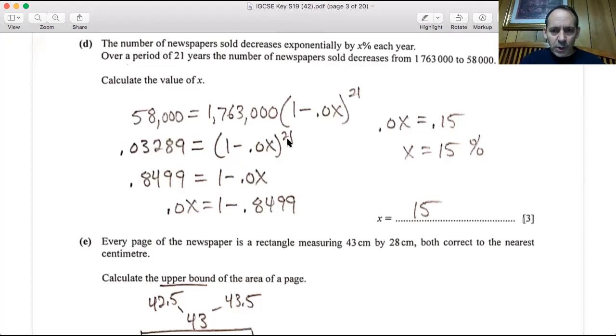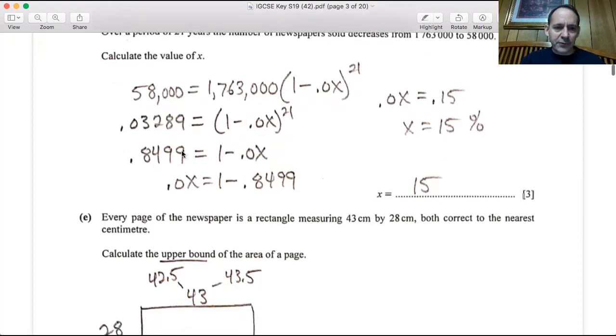Then we want to 21st root both sides to get rid of that 21 exponent. You can do it two different ways. You can either do a root with a 21 as your index number, or you can actually raise it to an exponent with 1 over 21 as your exponent, and either way will cancel out this 21 here. So when you do that, you get 0.8499 on the left. The 21 is canceled on the right, leaving you 1 minus 0.0x. When you arrange it for 0.0x to be positive, subtract the 0.8499 to the other side, you get 0.0x equals 0.15.